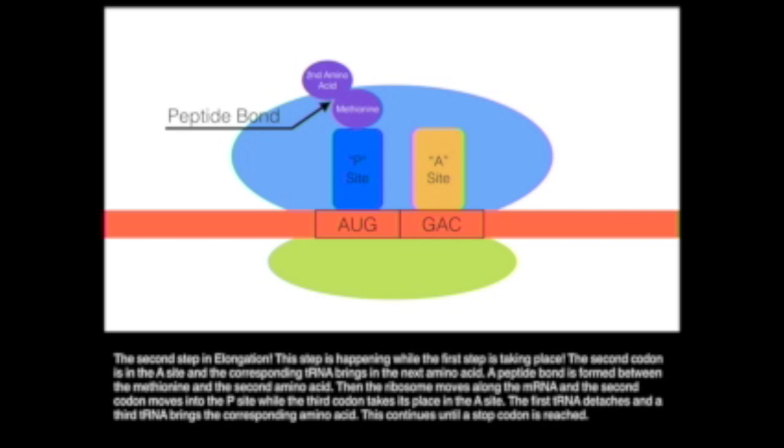Then the ribosome moves along the mRNA and the second codon moves into the P site while the third codon takes its place in the A site. The first tRNA detaches and the third tRNA brings the corresponding amino acid. This continues until a stop codon is reached.